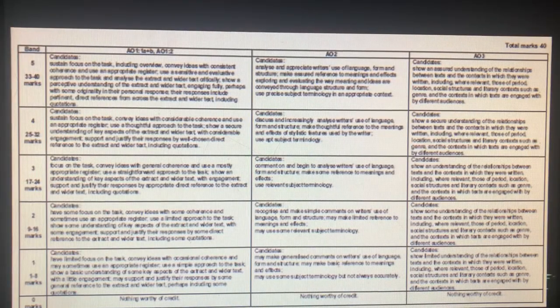As you can see, it's pretty lengthy and full. I've got the 3 columns there, AO1, AO2, AO3, and the criteria going up to 40 marks in total. To get the pass grade, you need to be scoring in the middle there, around about row 3, which asks you for things like a straightforward approach to the task, beginning to analyse the writer's choice of language, and beginning to understand the relationship between the text and the context in which it was written. Let's look at a better example of that criteria then.